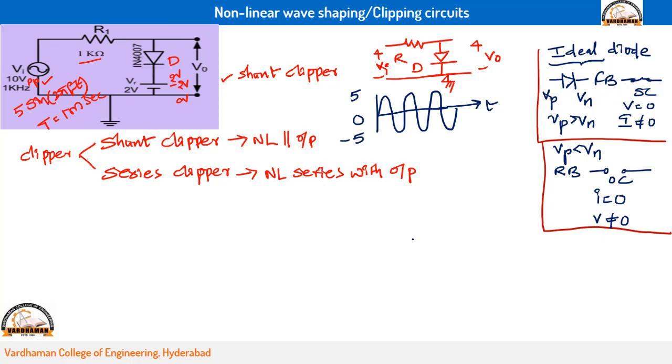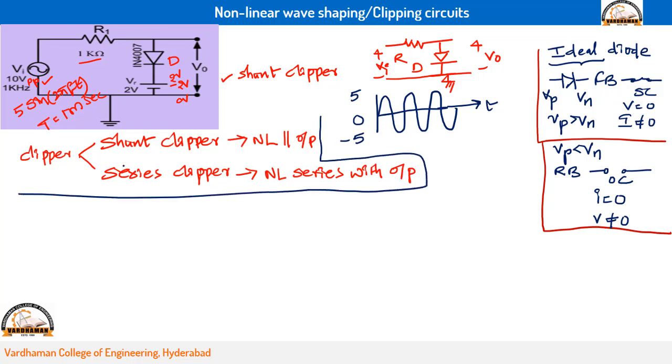Okay, now we will see the operation of this particular clipper. Since here VR is available and we have taken VR equal to 0 volts, the voltage source value is 0, which means a short circuit. So inside voltage is 0 in this particular case.